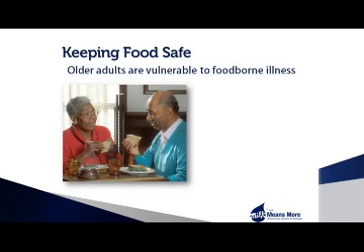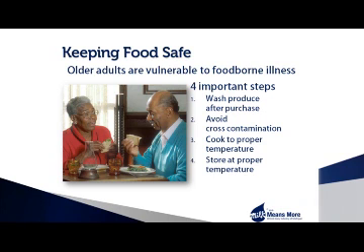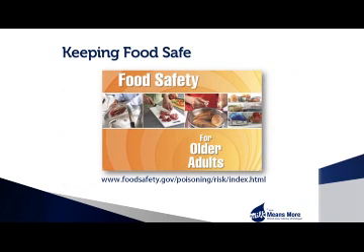Older people are particularly vulnerable to foodborne illness because of age-related decline of the immune system. Four simple steps for food safety are: wash produce after purchase, avoid cross-contamination of foods, cook foods to the proper temperature, store food at the proper temperature. The USDA provides more tips in this booklet. It's available at no cost on this website.